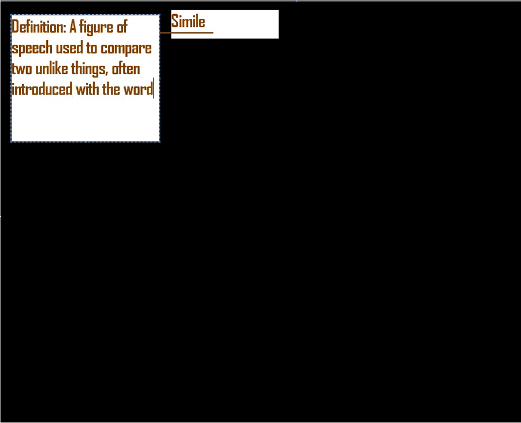This is my video on the word simile, and it can be quite handy to know, especially in terms of it being different from metaphor. So if I just draw the definition up here, the definition of a simile is a figure of speech used to compare two unlike things, often introduced with the words like, as, or than. Those are the words you're probably going to use if you're doing a simile.